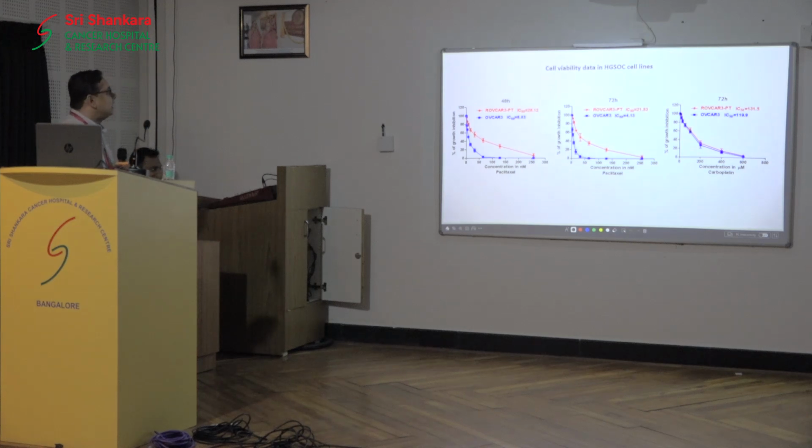Then we developed a resistant cell line, particularly for platinum, because we chose the OVCAR3 cell line, which is already chemo-resistant, platinum-resistant. So we developed that platinum-resistant cell line, and we found that the IC50 value of carboplatin is not so different between sensitive and resistant cell lines, whereas for the paclitaxel-resistant cell line, the IC50 value is increasing.